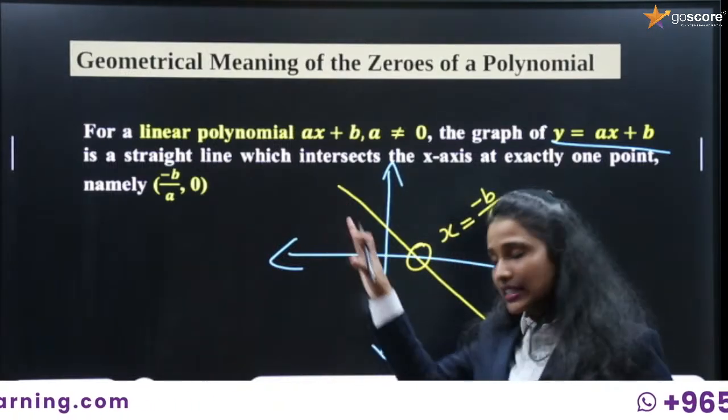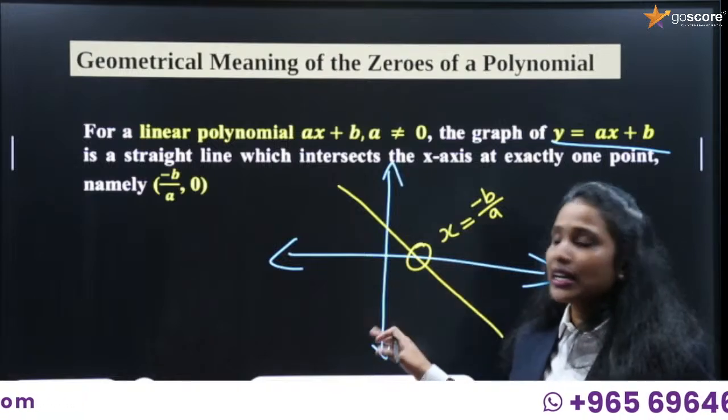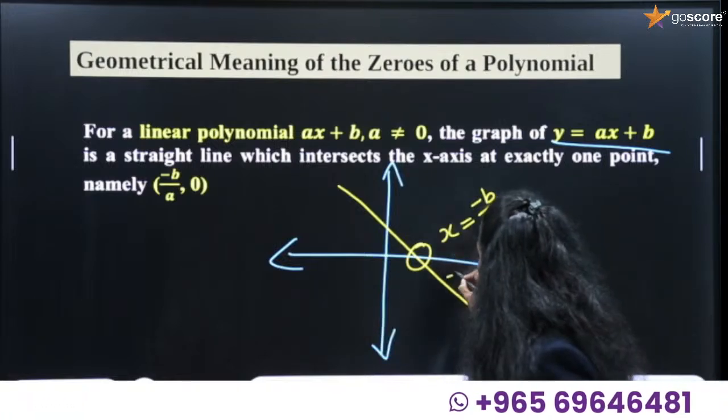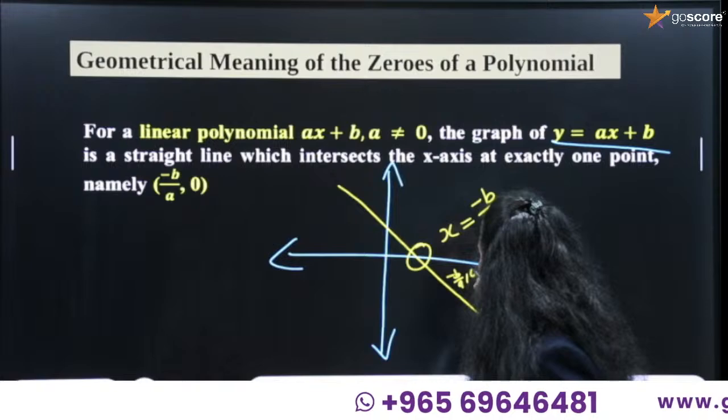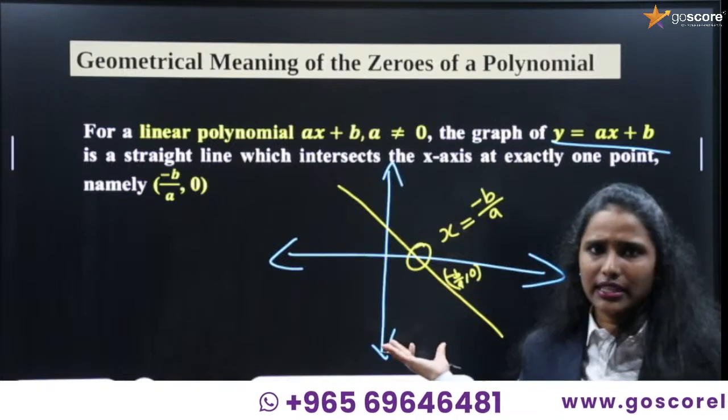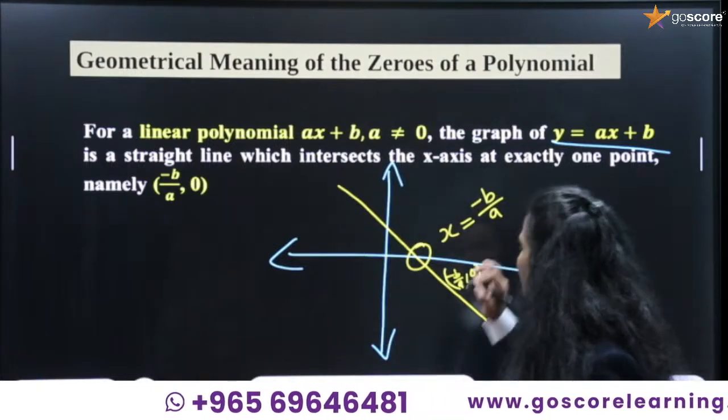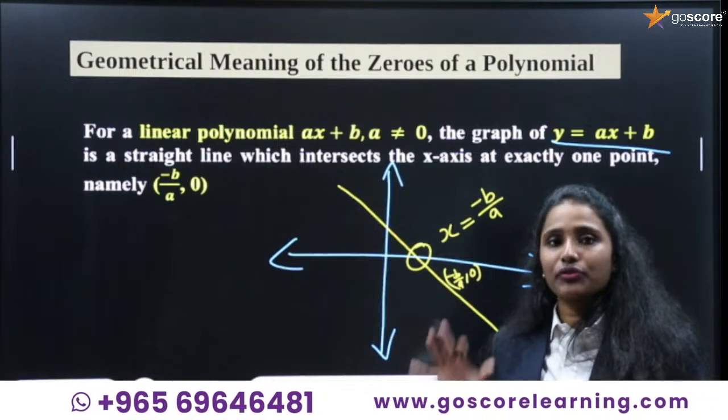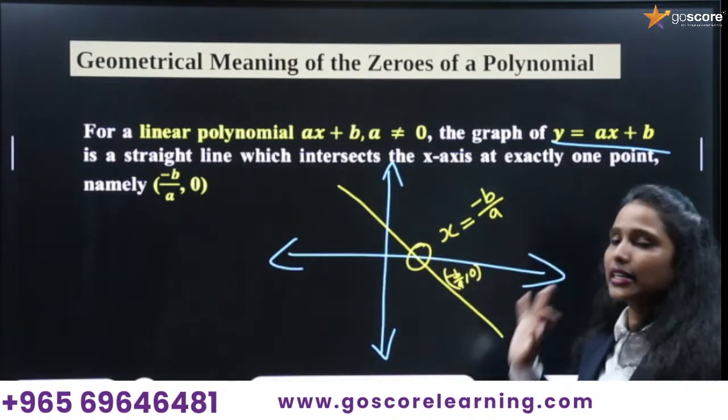Okay, that intersecting point will be minus b by a, 0, because the y-coordinate will be 0 on the x-axis. So that x-coordinate, minus b by a, will be the zero of that linear polynomial. That's for sure.